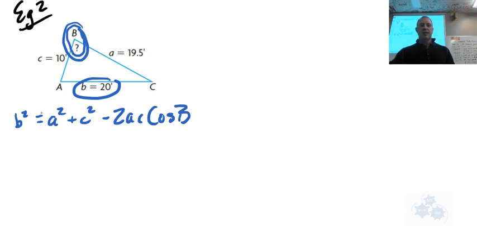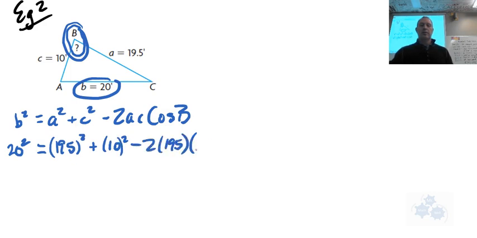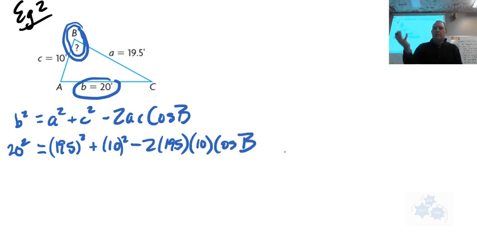And I'm going to fill in my numbers. So this is going to be 20 squared equals 19.5 squared plus 10 squared, and so on. And then I'm going to leave B on its own, because that's what I don't know and that's what I want to find. So there's a couple extra steps you're going to need to do here to solve for B, okay? And you need to be patient with this, all right? Because a lot of kids over the years I know have messed this up royally. So don't try to do too much at once.